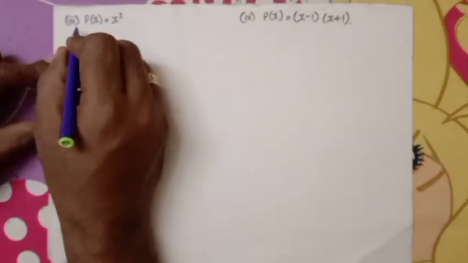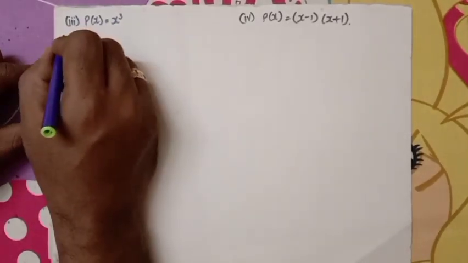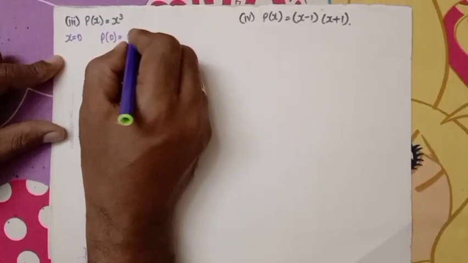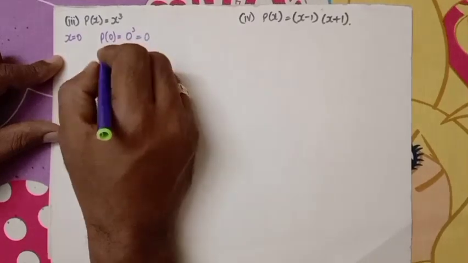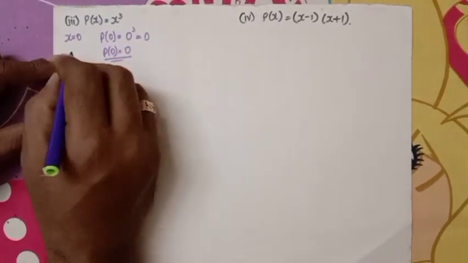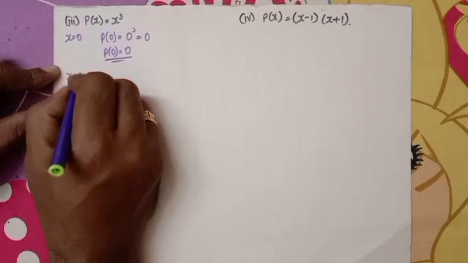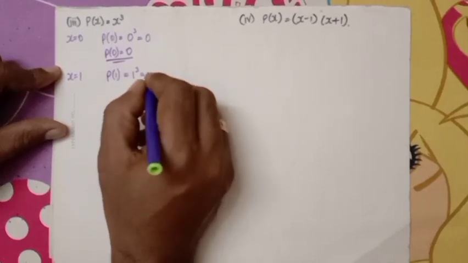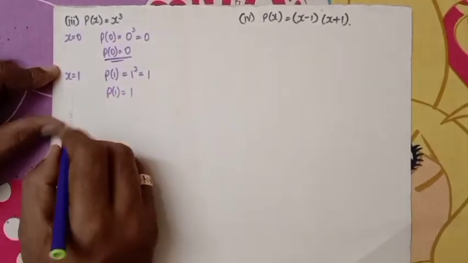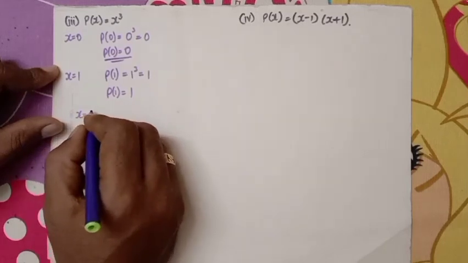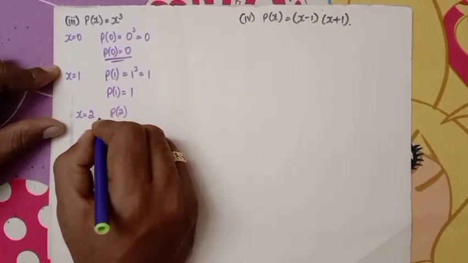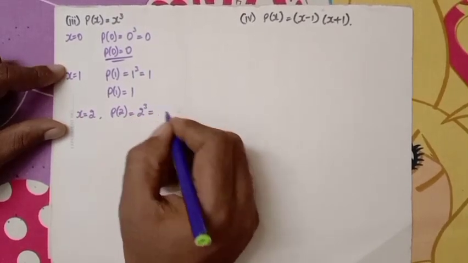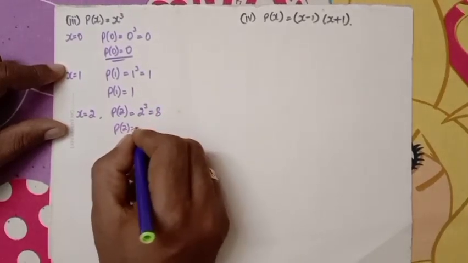Here in the first case, p of x is equal to x cube. For x is equal to 0, p of 0 is equal to 0 cube, which is equal to 0. So p of 0 is equal to 0. In the second case x is equal to 1. P of 1 is equal to 1 cube, which is 1. P of 1 is equal to 1. In the third case, x is equal to 2. P of 2 is equal to 2 cube. 2 cube means 2 2s are 4, 4 2s are 8. So P of 2 is equal to 8.